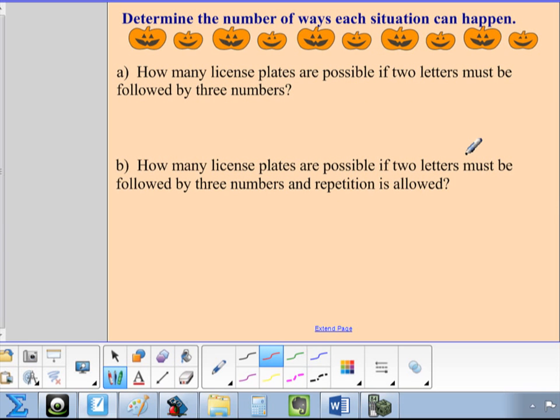Okay. Let's look at a couple of situations where we might apply that and how we'll apply it. License plate questions, we love those in probability.